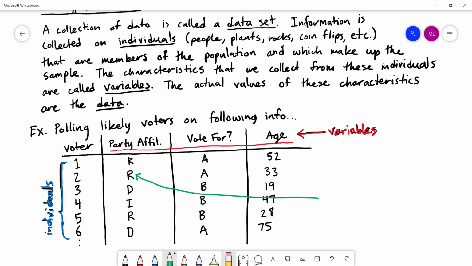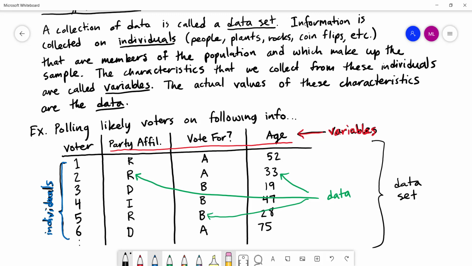So maybe all of these. I'm just going to point at a few random ones, but all of the stuff that actually got filled into the table, that is what makes up the data. And this whole collection is what we call the data set. So the whole collection, the whole table is our data set. So this is the idea. That's how those words get defined in the context of an actual example. Variables, data, individuals, data set.